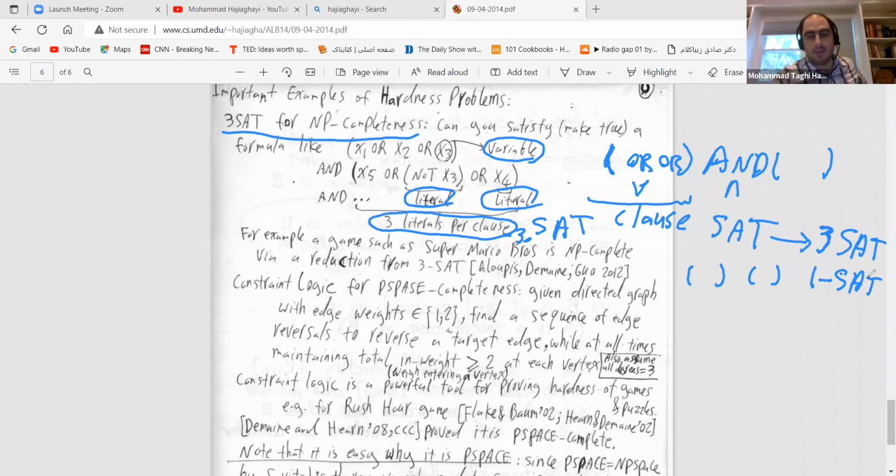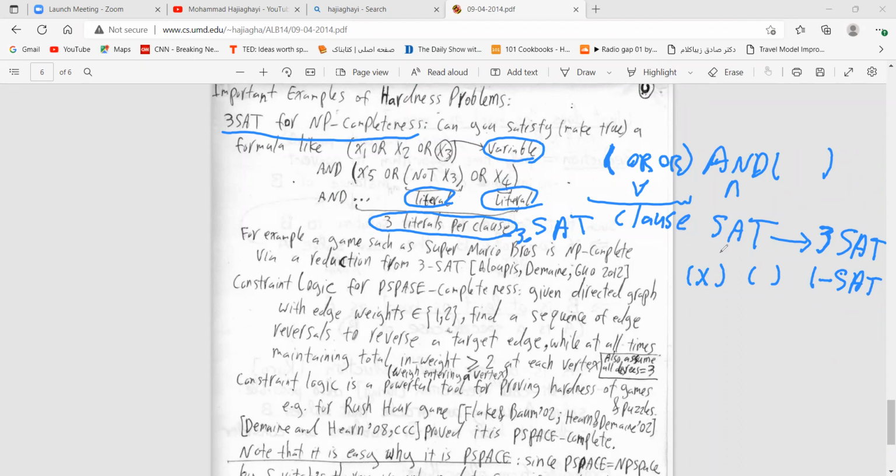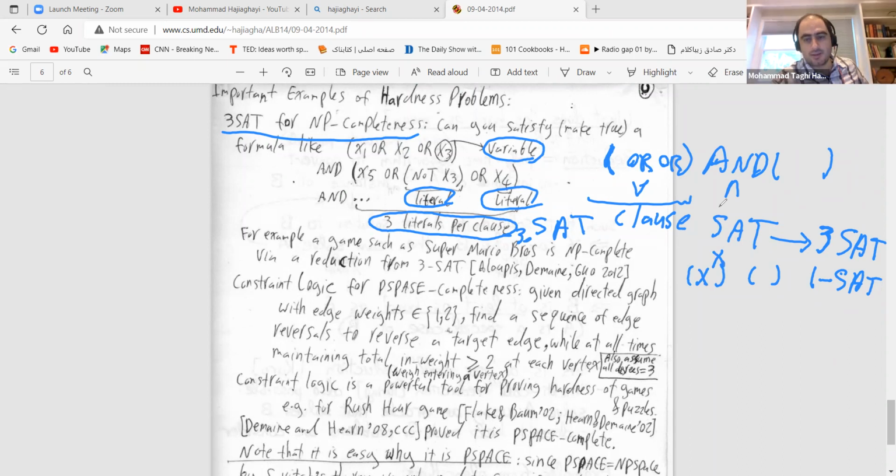In some sense, as I mentioned, each clause either has X or has X bar, correct? For some variable that we have. So we have N variables, say. If we have this clause, it means that it is X or X bar. If it is X, it means that X should be true. If it is X bar, it means that X should be false. So if you go through all clauses, you can set all of these variables.